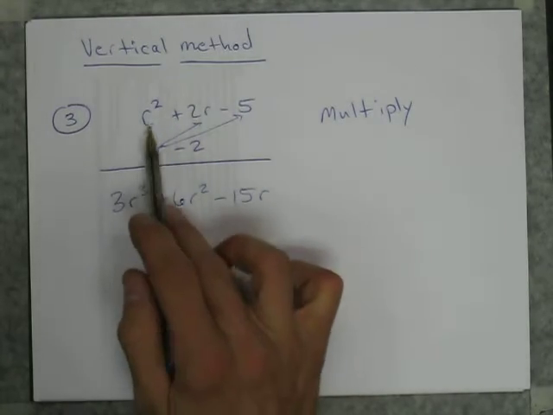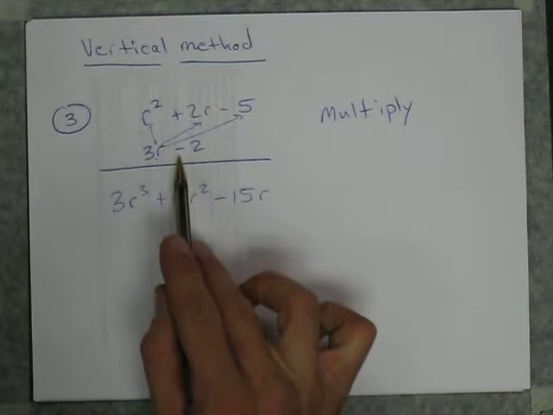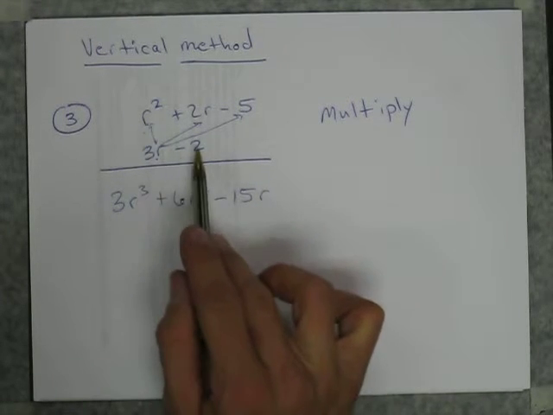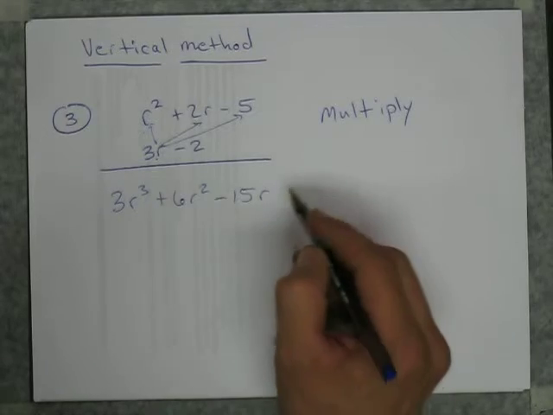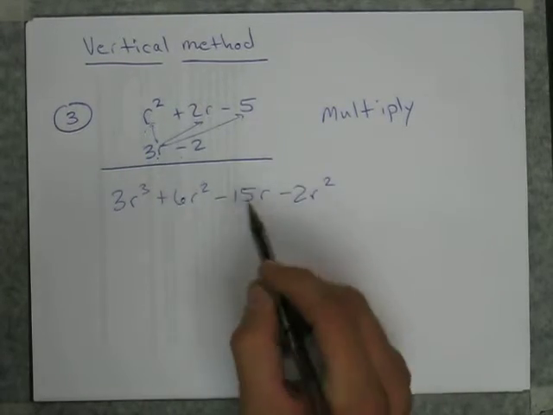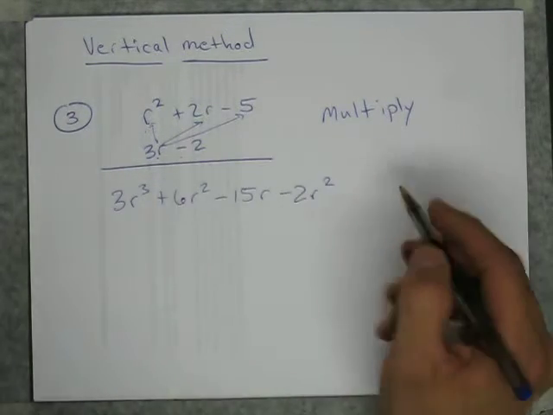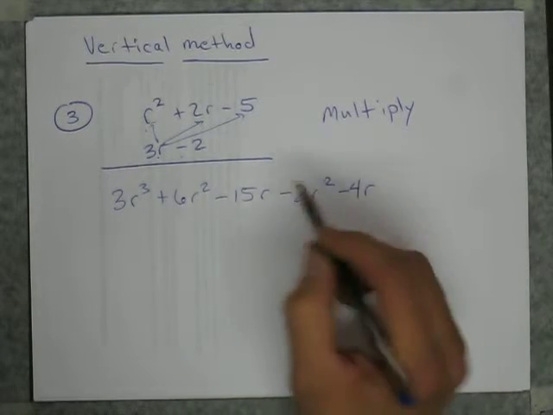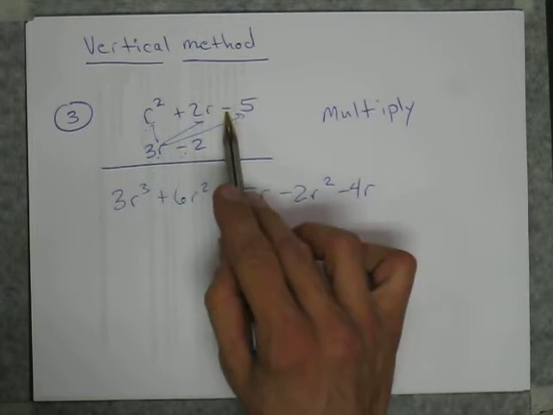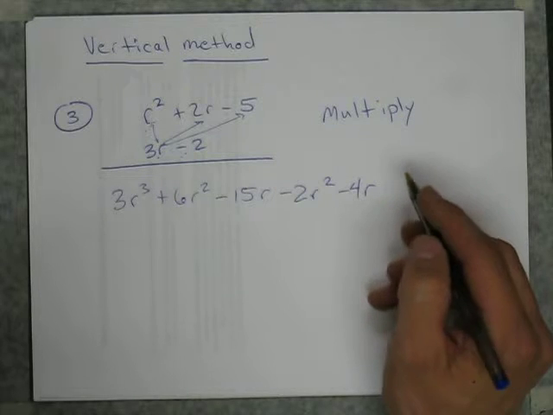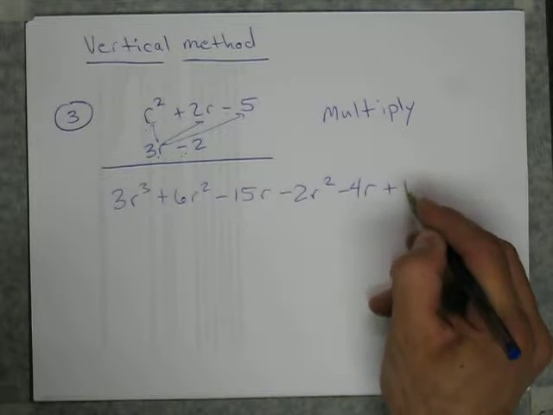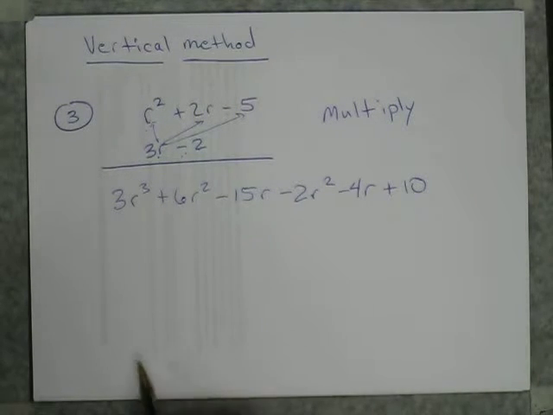So you just take the 3, distribute it into all 3 parts, and then you take the negative 2 and distribute it. Negative 2 times r squared is negative 2r squared. Negative 2 times 2r is negative 4r. A negative 2 times a negative 5 is a positive 10. Combine your like terms.